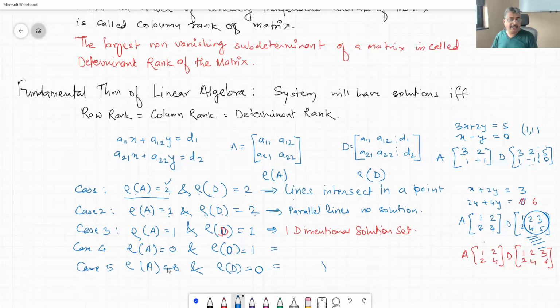Now why am I not taking rank A greater than rank D? Because it does not make any sense. Rank A cannot be greater than rank D because D contains A. Okay. So if rank A is 0 and rank D is 1, then no solution.